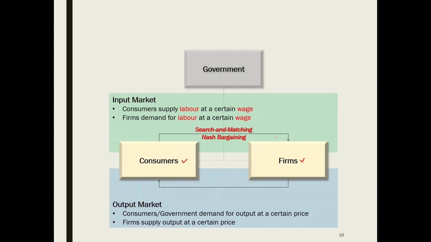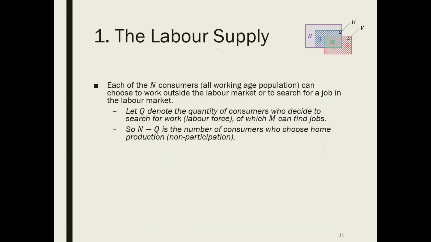The first building block is the labor supply, or consumers. Each of the N consumers can choose to work outside the labor market or look for jobs inside the labor market. As illustrated by the diagram, Q denotes those who look for jobs inside the labor market. So N minus Q are those who stay outside the labor market.